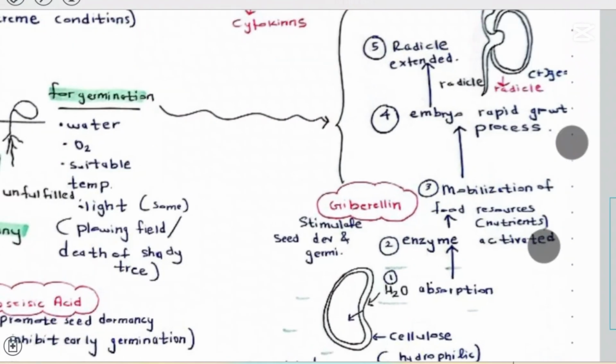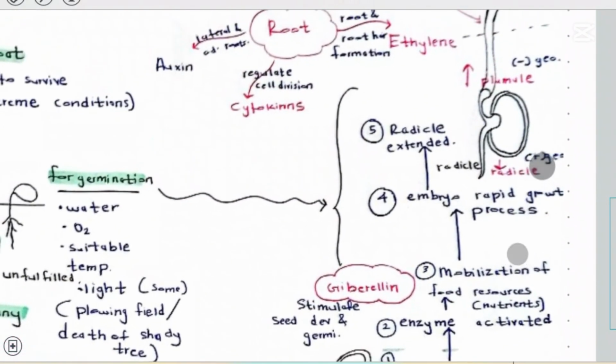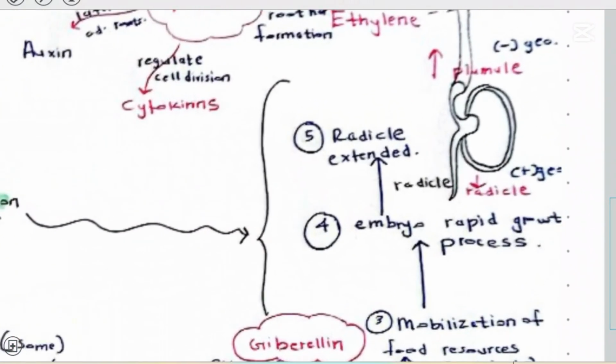Okay. So you have mobilization of food resources and then what happens? The embryo is going to rapidly grow. Now in this rapid growth process, what happens first is now you have the embryo, right? There's a part like the root extending downwards. That's going to be the radicle. And there's a part extending upwards that's called the plumule.